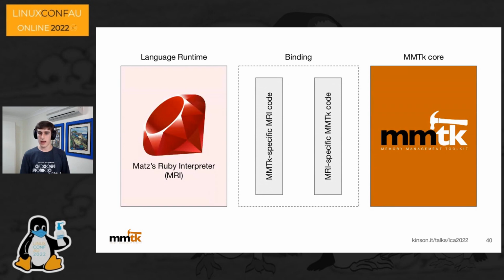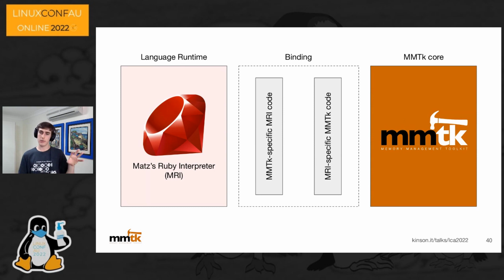So, how do we actually go about implementing MMTk into a language? Well, we create what's known as a binding, which consists of two different parts. The first half of the binding is conceptually closer to the language runtime. In this case, it's Matz's Ruby interpreter, MRI, which is the most commonly used interpreter for the Ruby programming language. And on the right, we have MRI-specific MMTk code, which is conceptually closer but separate from the MMTk codebase.